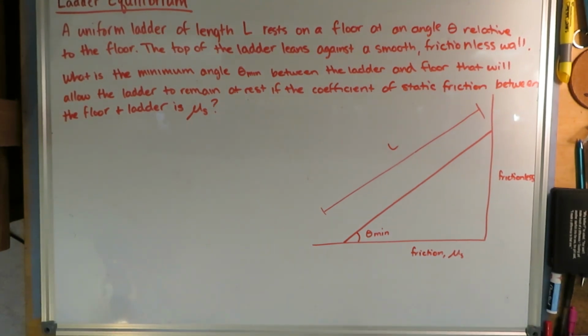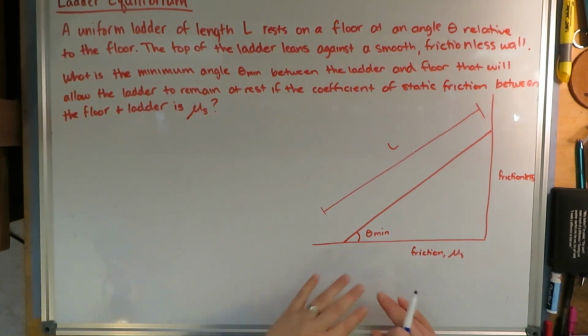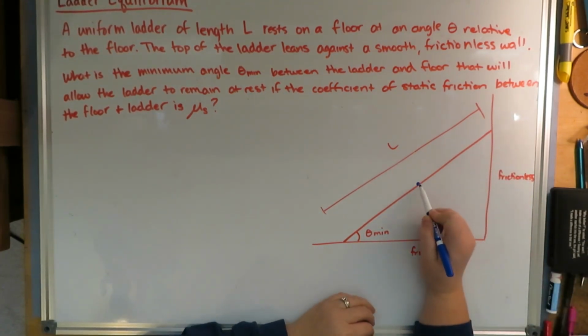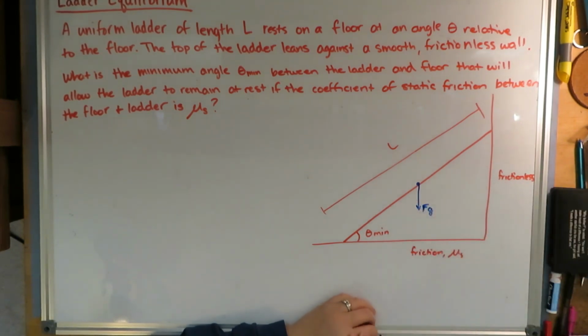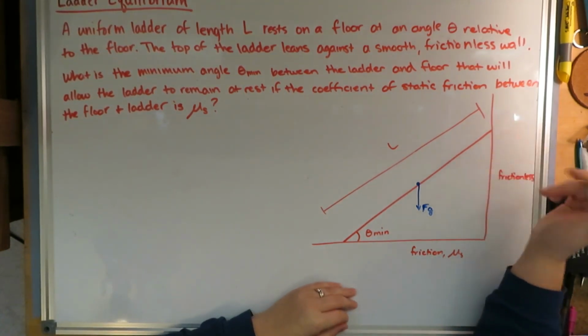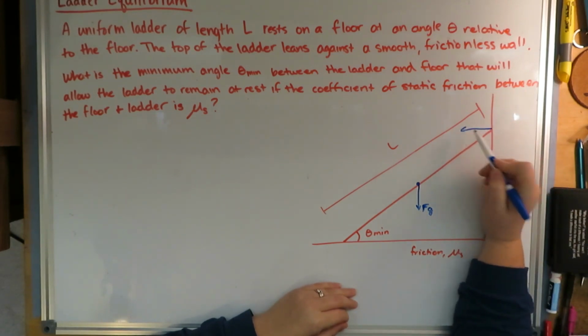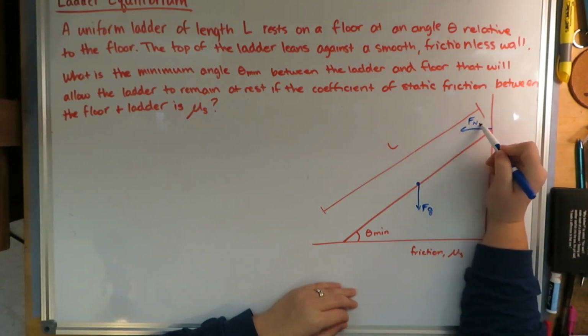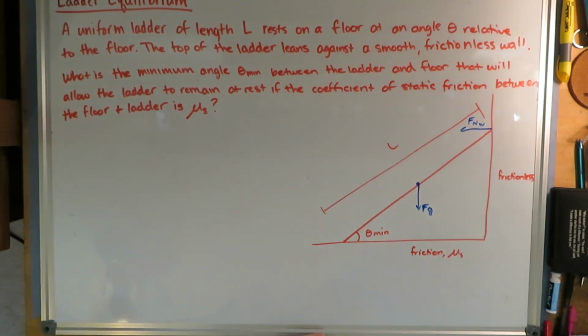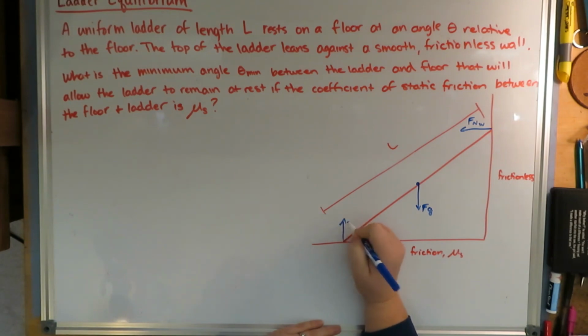Now that we have an understanding of the problem, I'm going to assume that since this is a uniform ladder, the force of gravity of the ladder is going to act at the middle. So I'm going to have a force of gravity here. Because there's not another person, I can just label this FG. I don't need any other subscripts. And then there is going to be a normal force over here with the wall. I'm going to call that FNW for the normal force of the wall. And then there is going to be a normal force here with the floor. So that's going to be FN of the floor.